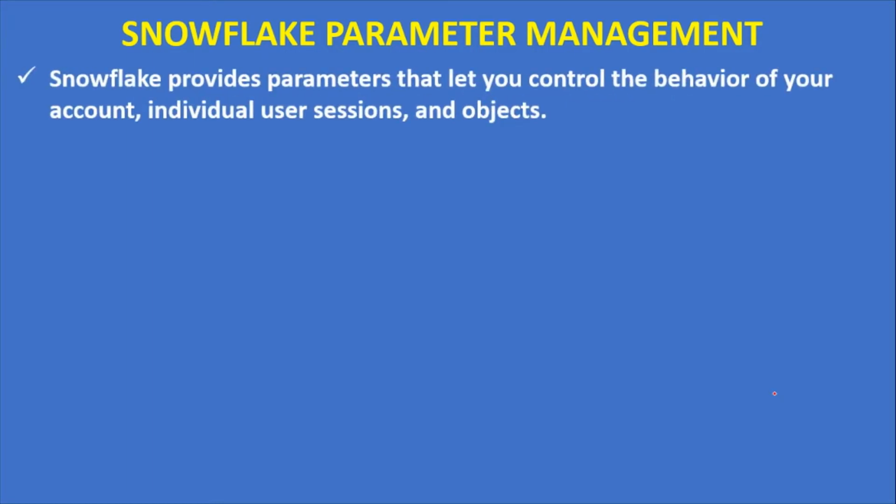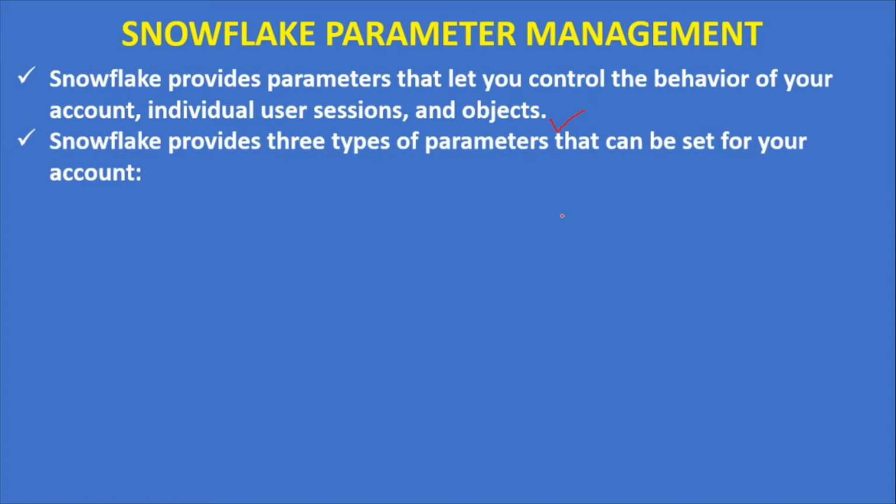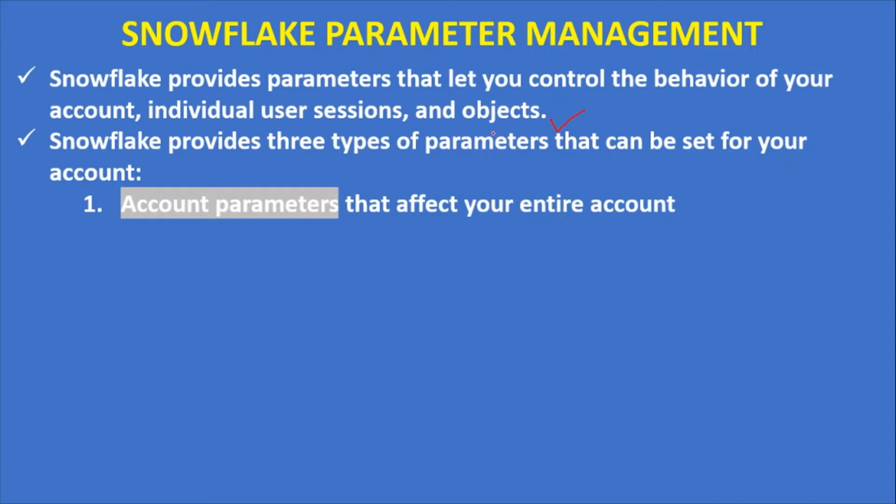Snowflake provides parameters that let you control the behavior of your account, individual user sessions and objects. So the purpose of the Snowflake parameters is to control the behavior of your account, individual user sessions and objects. Snowflake provides three types of parameters that can be set for your account. The first one is the account parameters that affect your entire account. If you set any parameter, whoever logs into the Snowflake account, all the parameters will be applicable to those users.